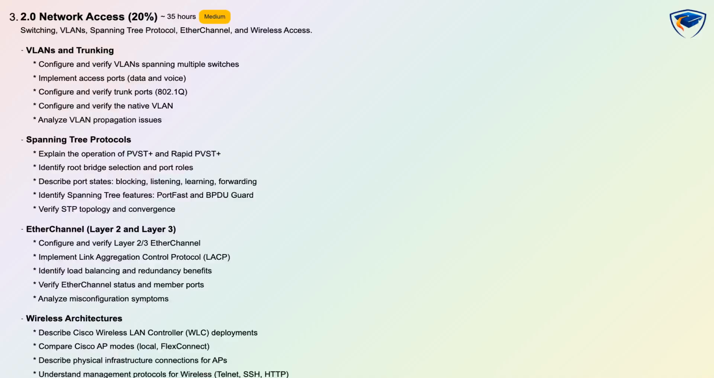Domain 2.0 Network Access is 20% of the exam, medium difficulty, with about 35 hours and a mix of hands-on and conceptual assessment. Expect to configure VLANs across multiple switches, set up access and voice ports, and implement 802.1Q trunking with native VLAN considerations while troubleshooting propagation issues.